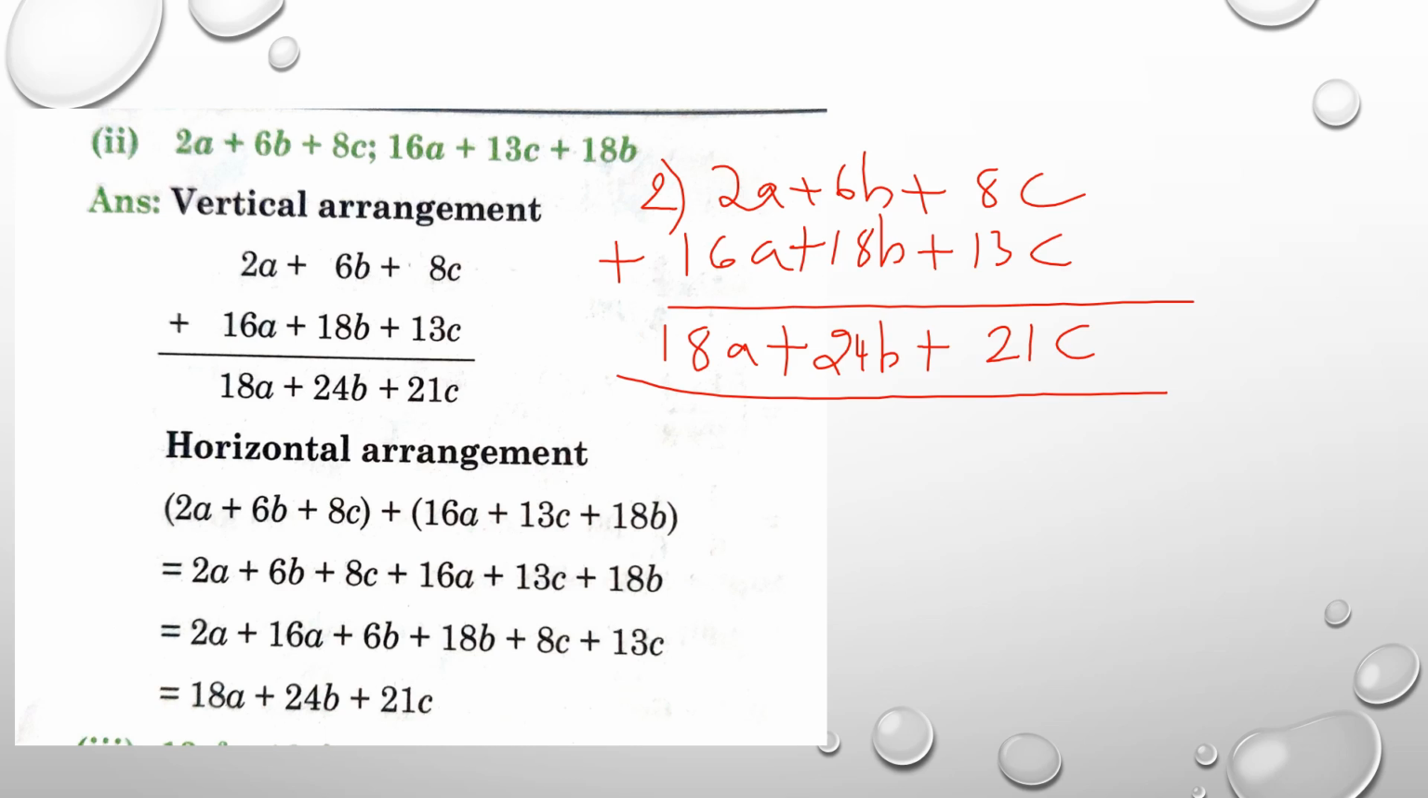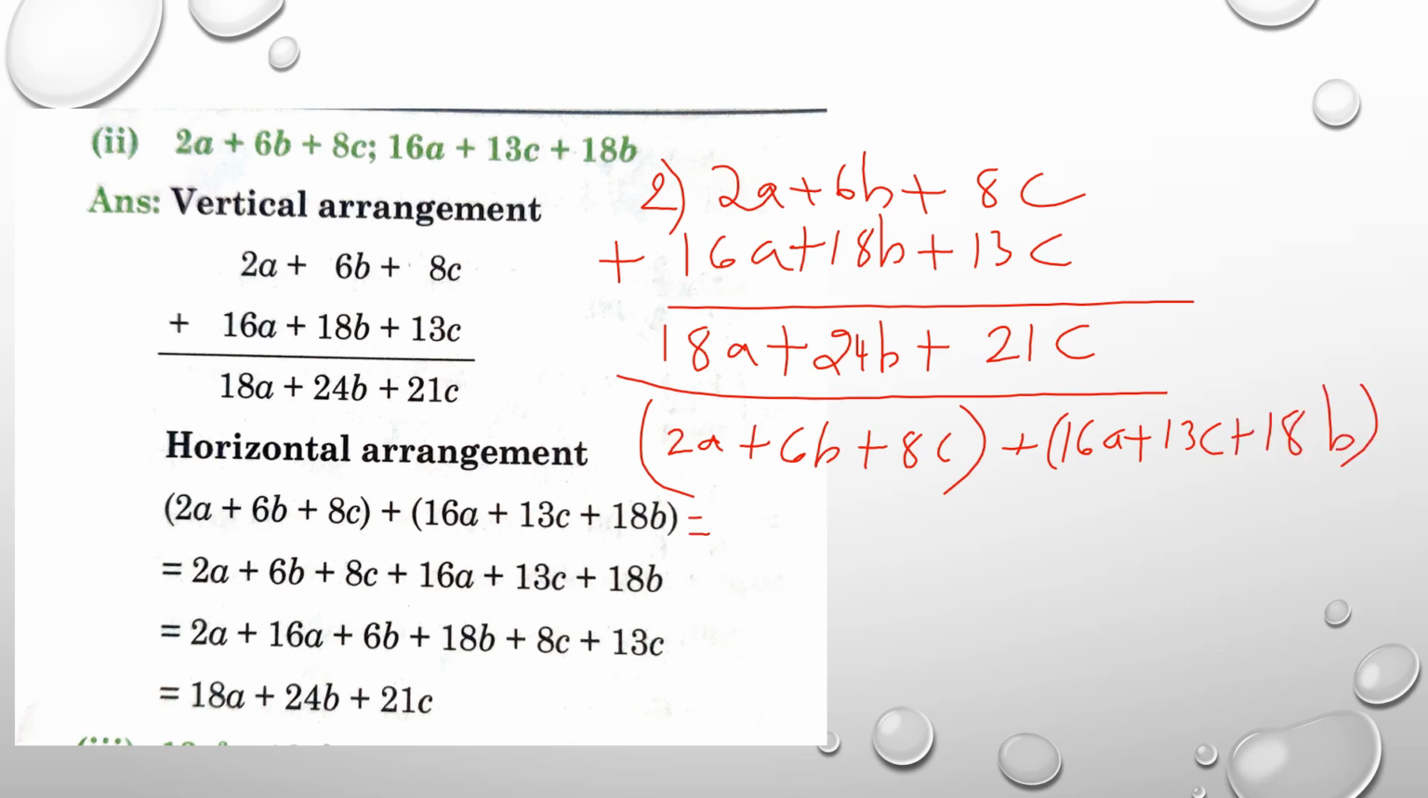Now you have to do by horizontal method. 2a plus 6b plus 8c plus 16a plus 13c plus 18b. Okay. Now first open the bracket. 2a plus 6b plus 8c plus 16a plus 13c plus 18b.